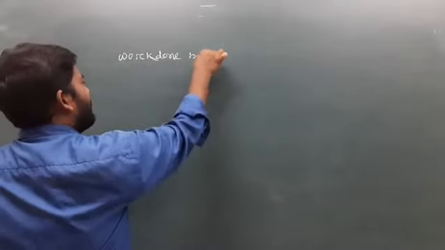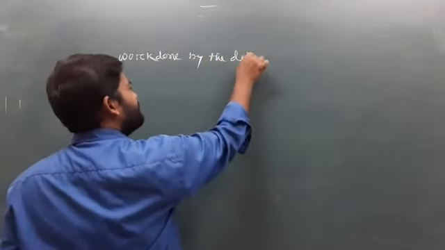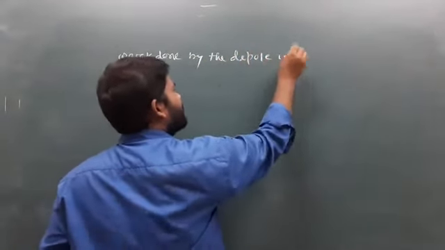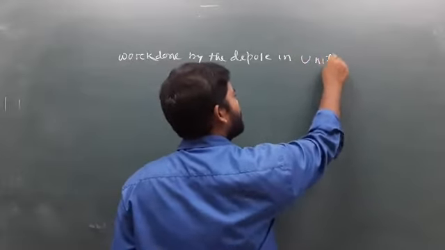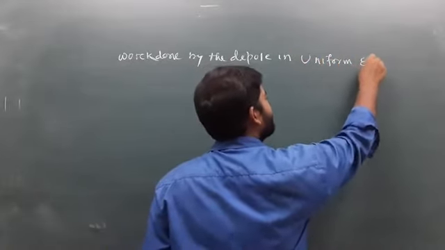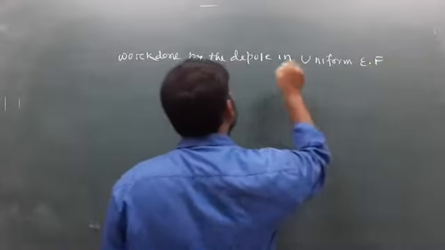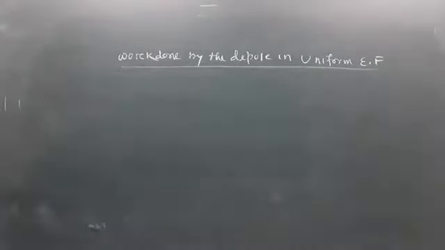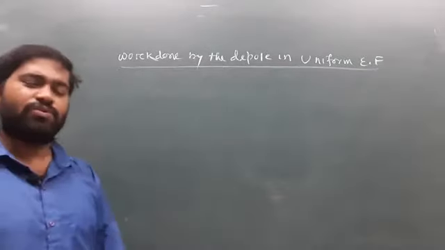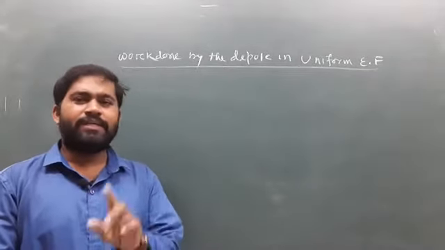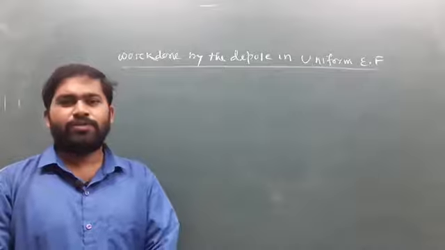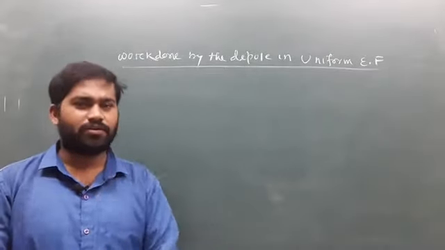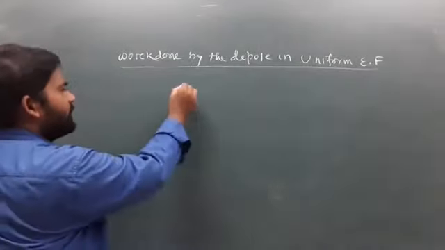Work done by the dipole in uniform electric field. So, work done by an electric dipole in a uniform electric field. What we find in a uniform electric field is that the dipole experiences a torque. So, what will be the value of the torque?